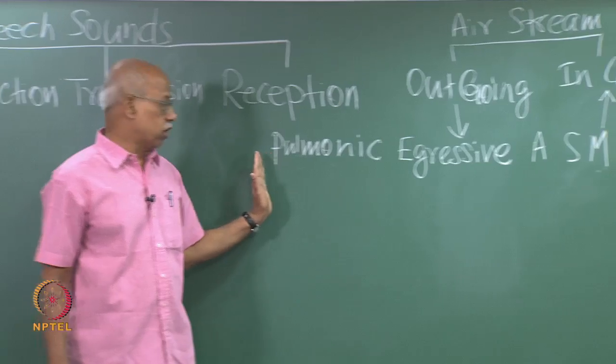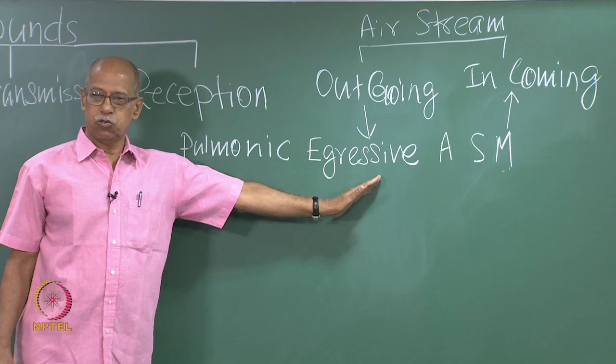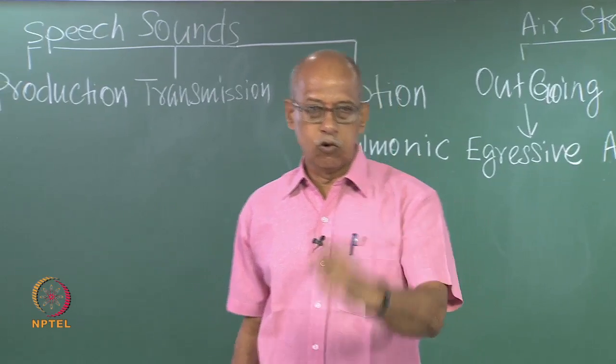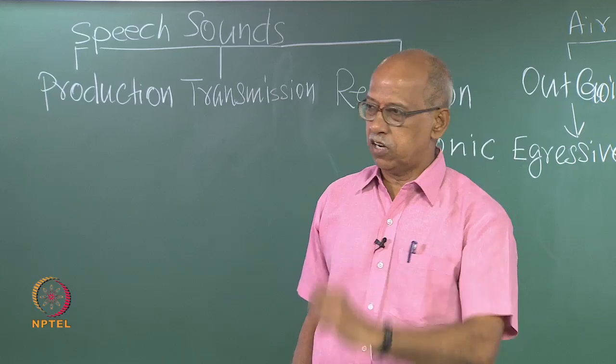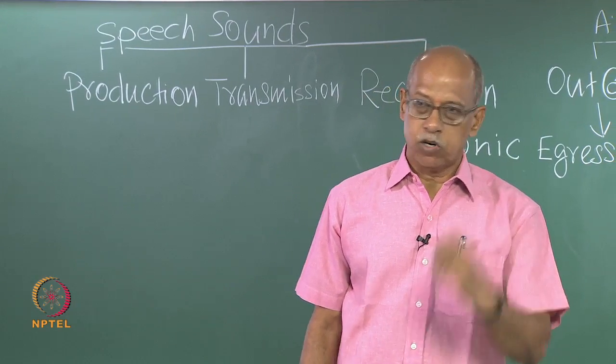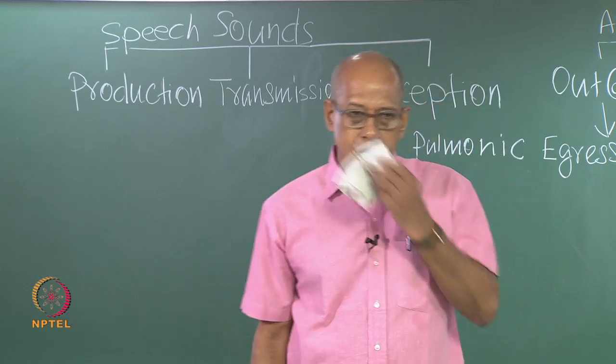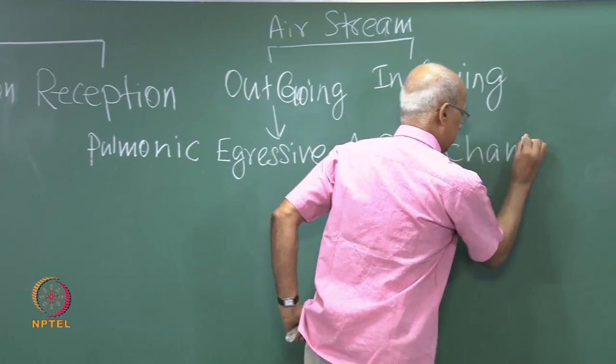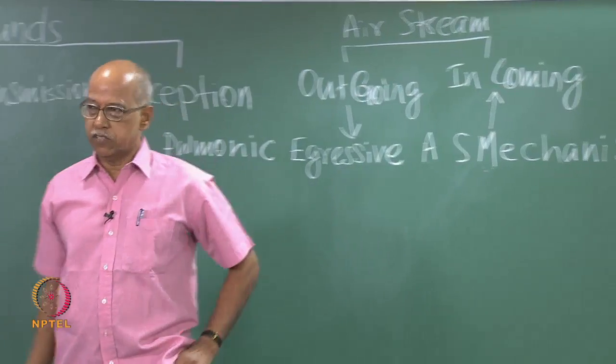Airstream mechanism. Everybody together once again, please. Pulmonic egressive airstream. It looks like a fish market. Together. 1, 2, 3. Pulmonic egressive airstream mechanism. Slowly, please. Why are you in such a great hurry? Come again. Pulmonic egressive airstream mechanism. Please, at least if you don't know mechanical engineering, it doesn't matter, but pronounce English correctly. What is it? Mechanism. Okay?